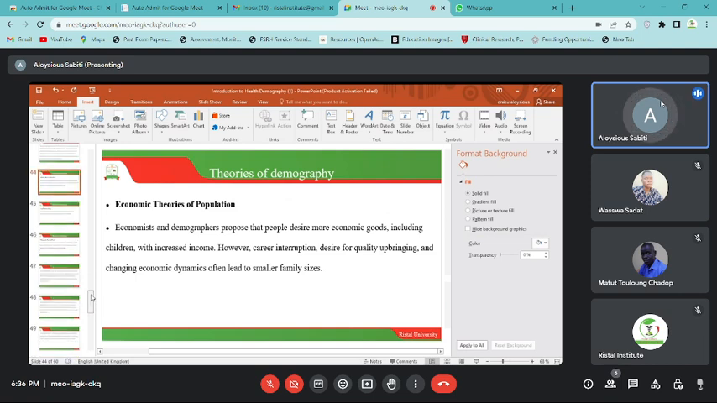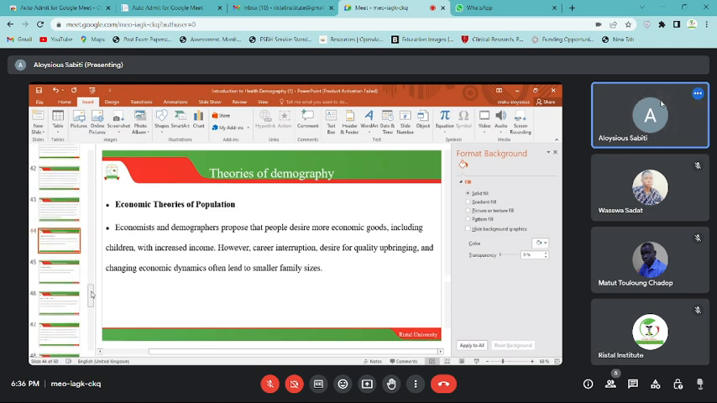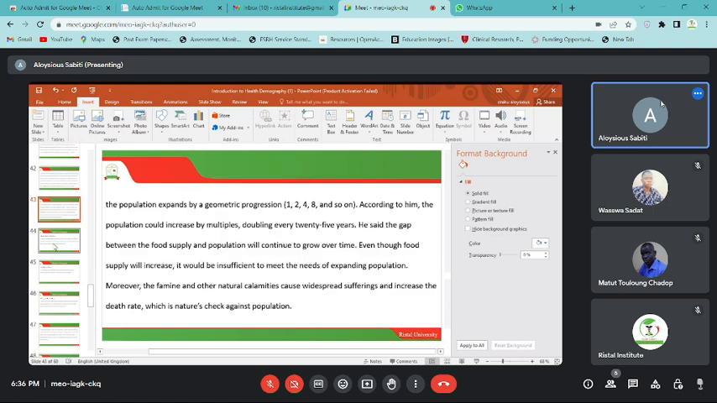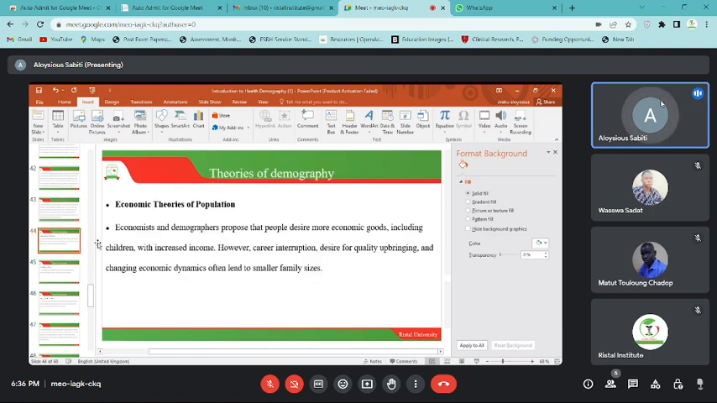Now, there is another theory that is very key in demography, what we call the economic theories of population. Economists and demographers propose that people desire more economic goods, including children, with increased income. However, career interruptions, desire for quality upbringing, and changing economic dynamics often lead to smaller families.